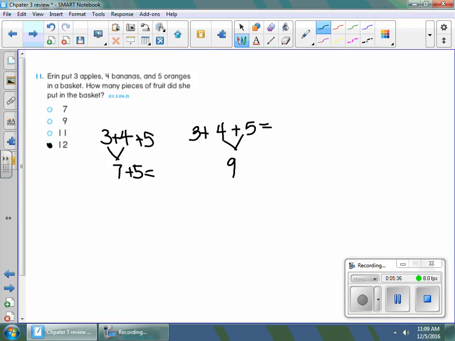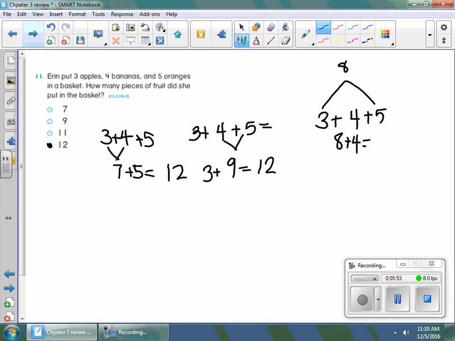If I added 4 plus 5 first? No, it wouldn't. So 3 plus 9 is also equal to 12. And then if you wanted to group, if you happen to know 3 plus 5 really well is 8, then you do 8 plus 4, you'd also get 12. So it doesn't matter which way we group those add-ins together.